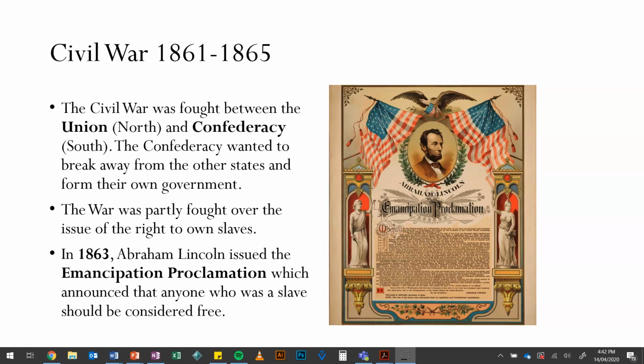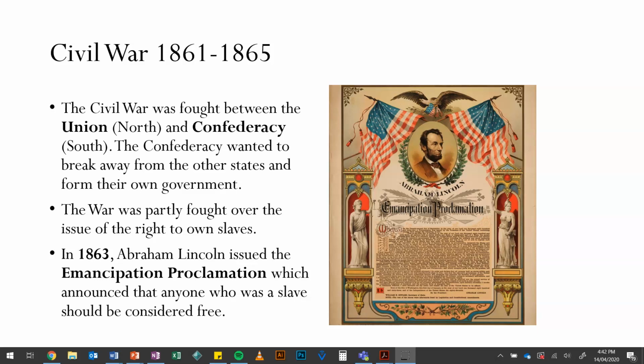After a while, the Civil War happened from 1861 to 1865. And the Civil War itself is a really interesting period in American history, looking at why it happened, what happened during it, and how it shaped the nation afterwards.